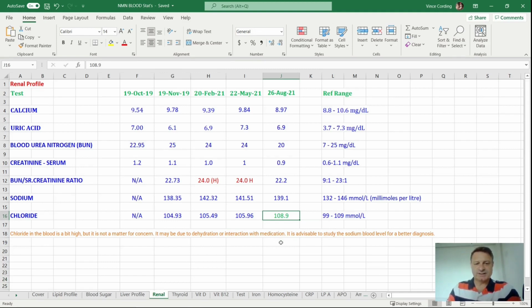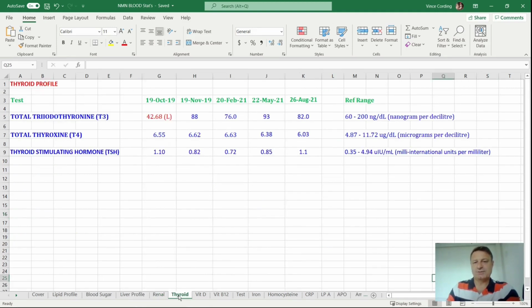Again, I looked at chloride and it says it may be down to dehydration or interaction with other medication, and to check sodium levels. So sodium is not part of this test, so I may look into that next time. But really, these all seem to be okay. They're just inside range. Let's look at thyroid. You can see here, no issues at all, within reference range.